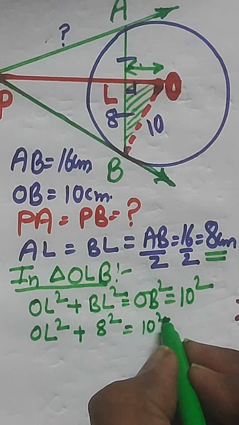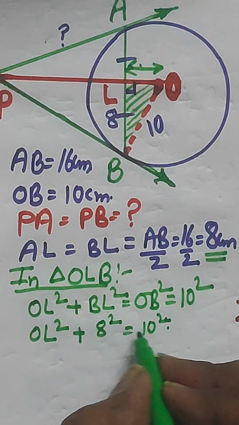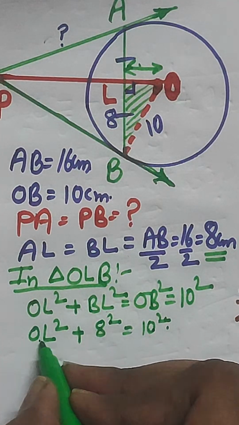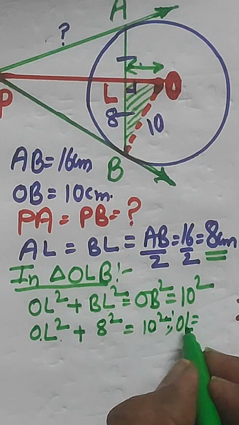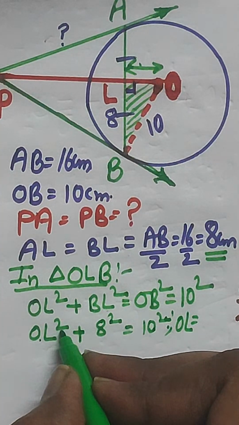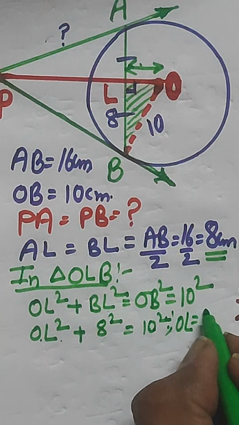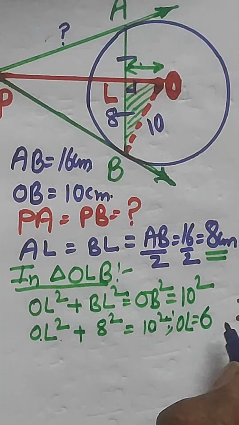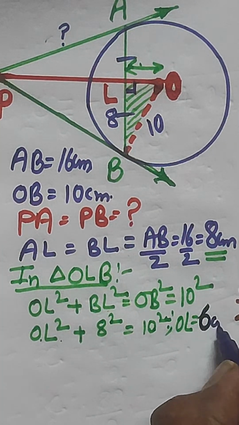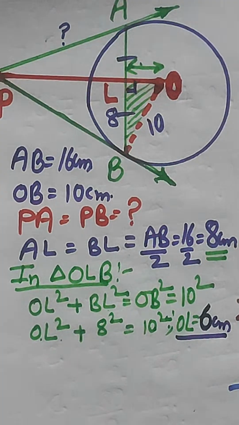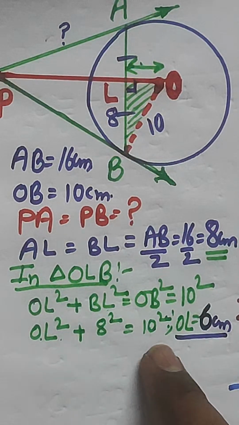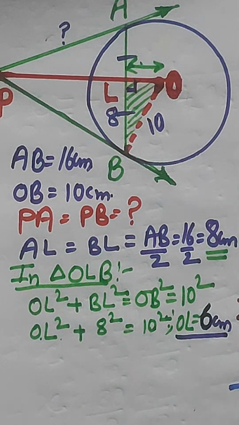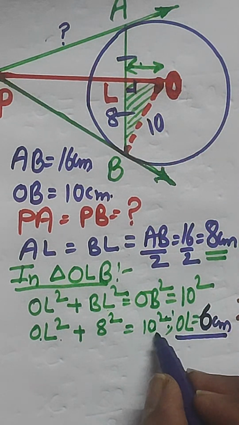So OL square plus 8 square equals 10 square. 10 square is 100, 8 square is 64, 100 minus 64 is 36, and taking the square root, it will be coming as 6. So OL is coming as 6 centimeter, right? I think we can easily calculate it, right? By the Pythagoras we have written it. Now the length of OL is calculated as 6.